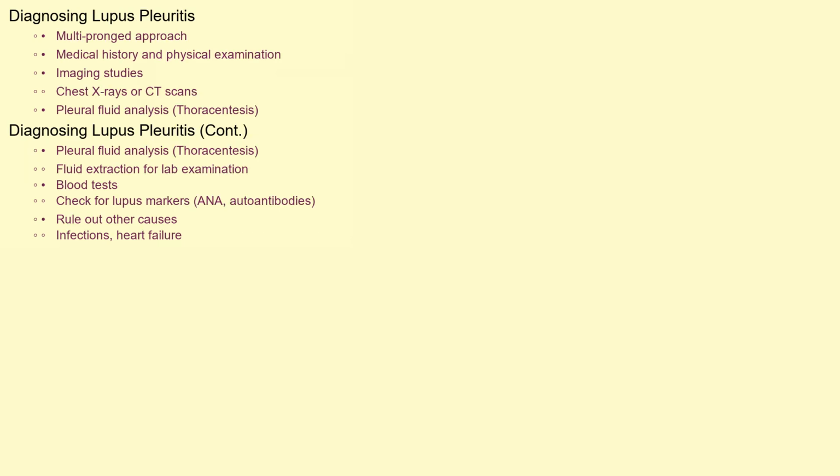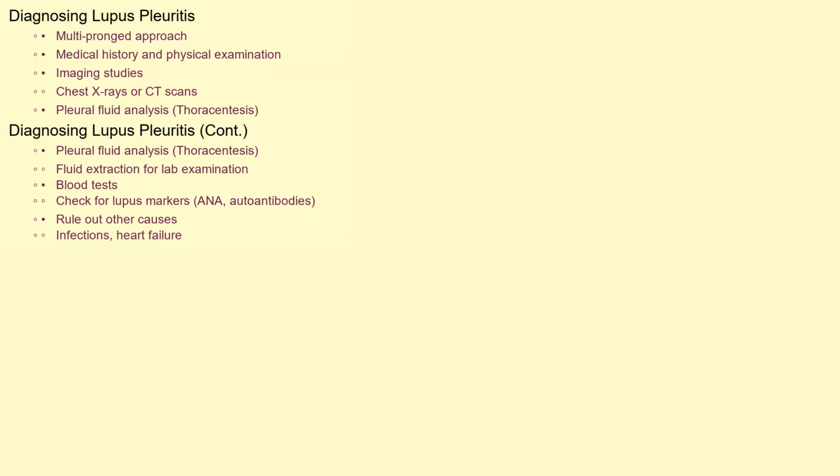Diagnosing lupus pleuritis involves a multi-pronged approach. First, a thorough medical history and physical examination are performed to assess the patient's symptoms and overall health. Imaging studies, such as chest X-rays or CT scans, are crucial to visualize the pleural effusion and identify any other lung abnormalities. A pleural fluid analysis, obtained via a procedure called thoracentesis, helps determine the cause of the effusion. This involves extracting fluid from the pleural space with a needle for laboratory examination.